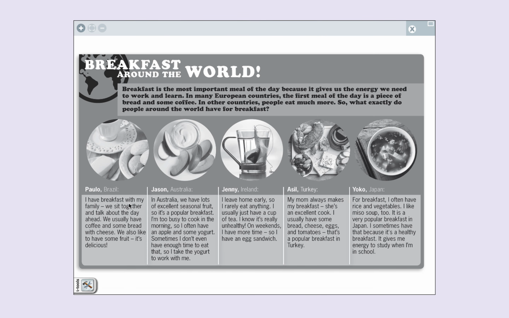I have breakfast with my family. We sit together and talk about the day ahead. We usually have coffee and some bread with cheese. We also like to have some fruit.